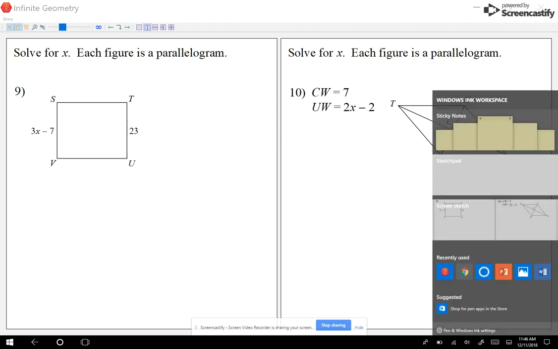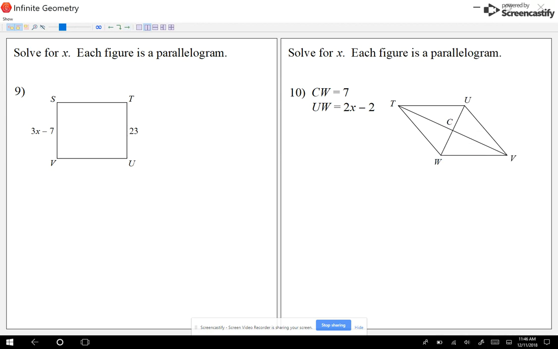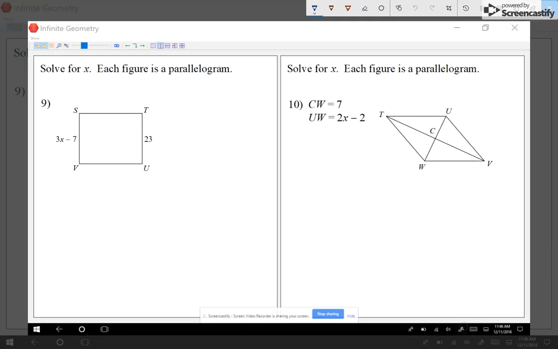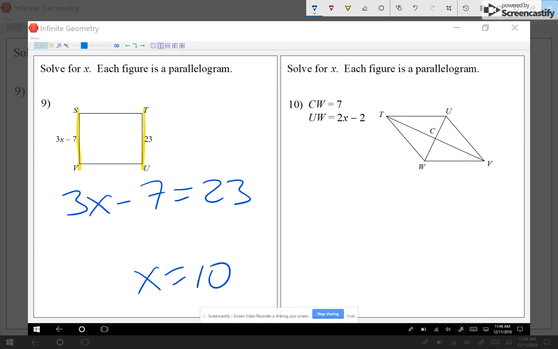Now, question number 9, I see the measurements outside of the figure. So I'm not talking about angles. I'm talking about sides. I'm looking at this side and this side. Opposite sides of a parallelogram are equal to each other. So I have that 3x minus 7 equals 23. The rest is just algebra. You can do the steps.